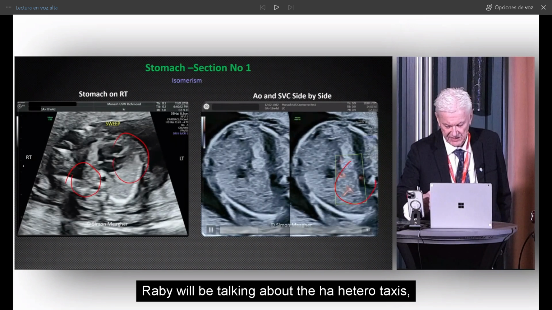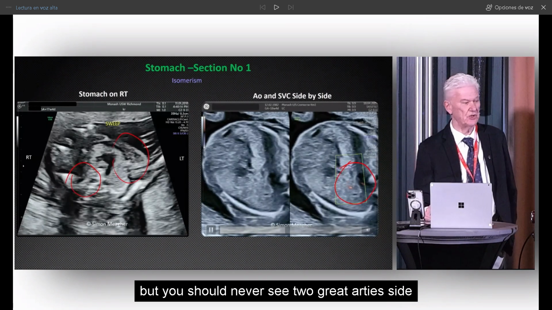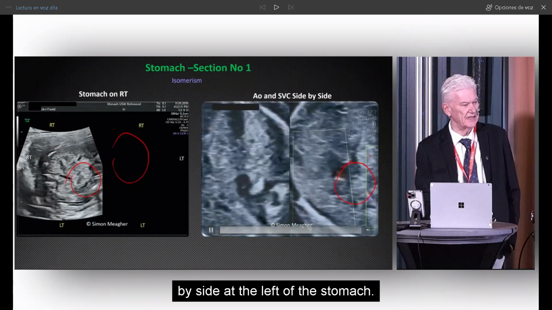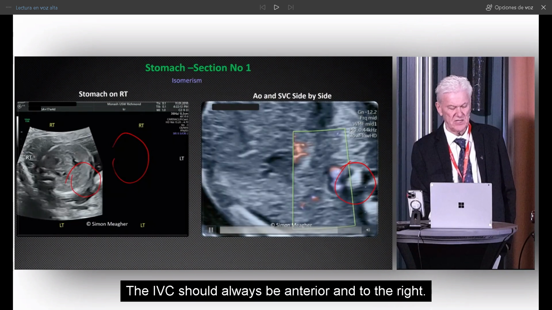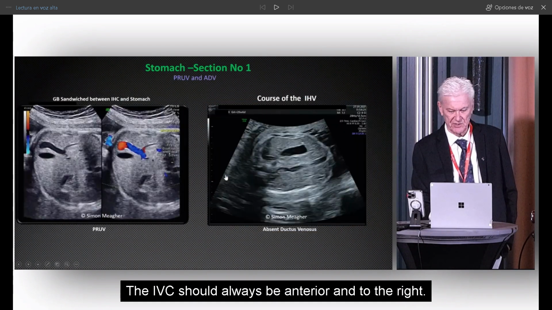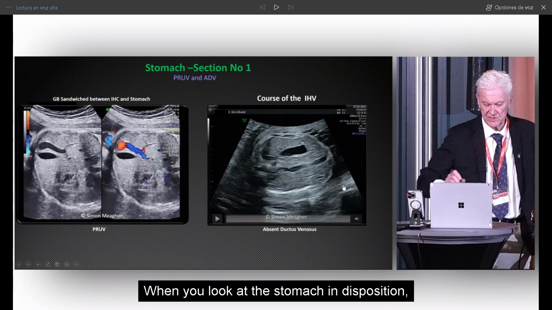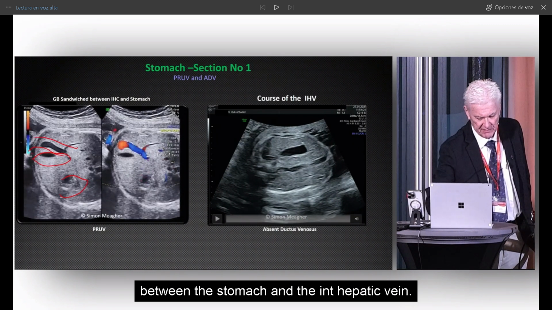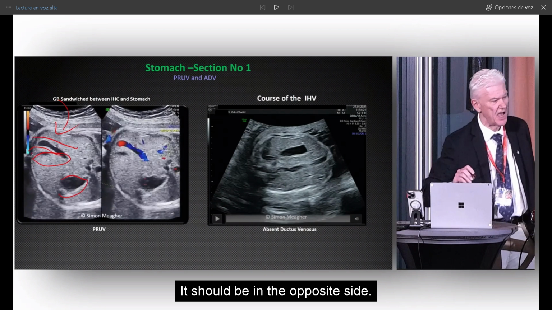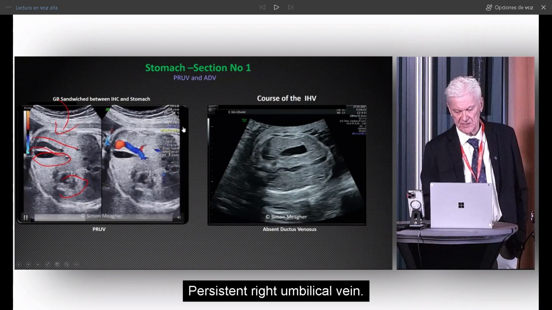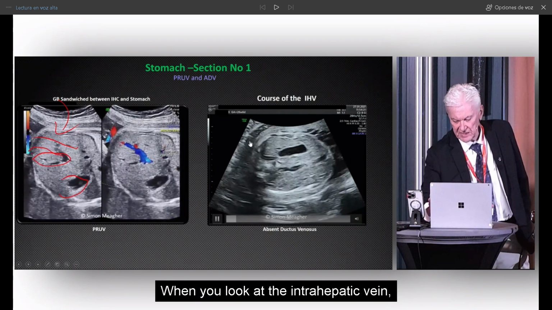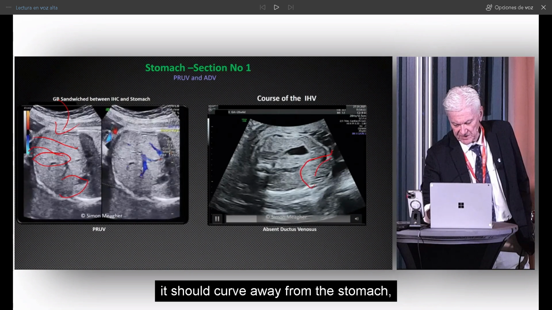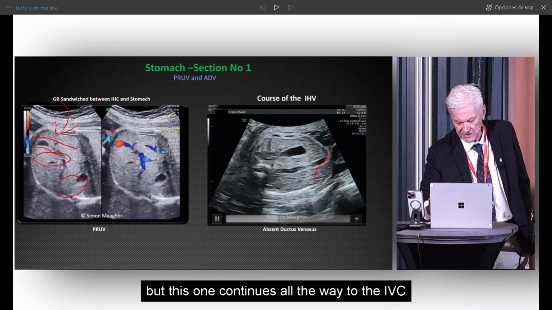Rabbi will be talking about the heterotaxy, but you should never see two great arteries side by side at the level of the stomach. The IVC should always be anterior and to the right. When you look at the stomach in this position, the gallbladder should never be sandwiched between the stomach and the intrahepatic vein. It should be on the opposite side, persistent right umbilical vein. When you look at the intrahepatic vein, it should curve away from the stomach, but this one continues all the way to the IVC.